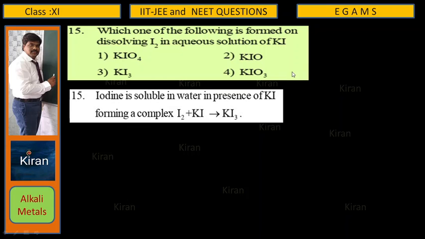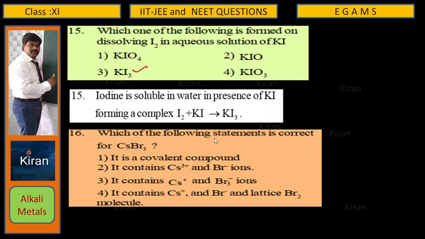Which one of the following is formed on dissolving I2 in aqueous solution of potassium iodide? Iodine is soluble in water in presence of potassium iodide, forming complex iodide. Because iodine plus potassium iodide, you are getting KI3. So the perfect answer is third option. Already the equation I have given. When you place the iodine into potassium iodide, what product will you get?